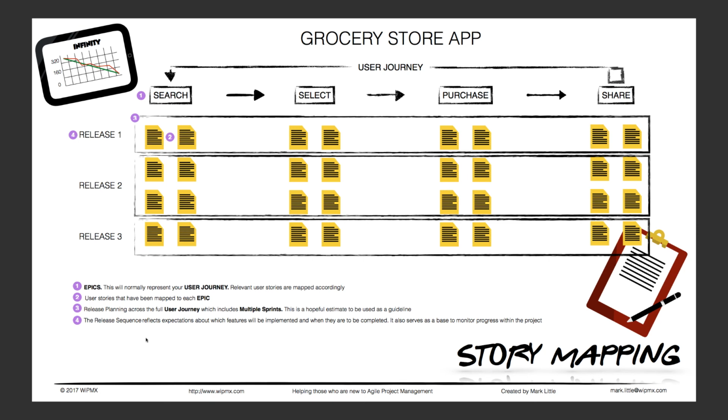This isn't written in stone. Again, this is Agile. We stay nimble, quick on our feet. We can pivot and move in whatever direction we need to continue to deliver a shippable product. I always hated that term. And then finally, number 4, basically the release sequence reflects expectations about which features will be implemented and when they are expected to be completed. This also serves as a base to monitor progress within the project. So again, this is just like a loose guideline on where you are, where you're going, and where you should end up. And that's pretty much it.